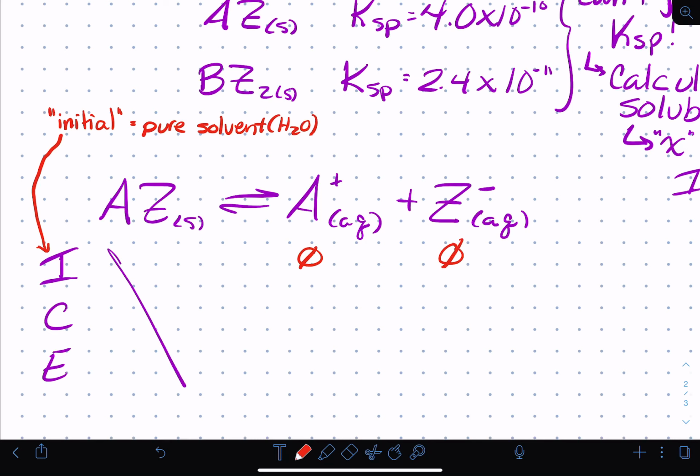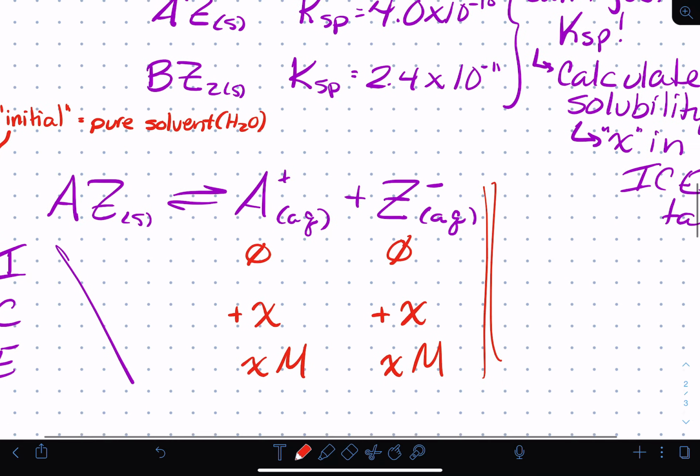So then as we move towards equilibrium, since we started with nothing, we know our concentrations must increase, but we don't know by how much. So we'll leave them in terms of X. Our stoichiometry here is 1 to 1, so we'll have plus X for A and plus X for Z. So at equilibrium, we'll have an X molar concentration of A ions and an X molar concentration of Z ions.